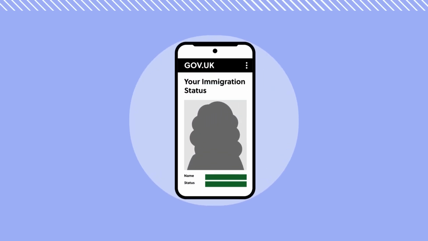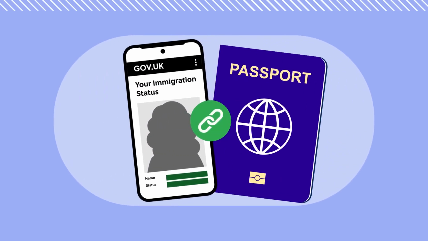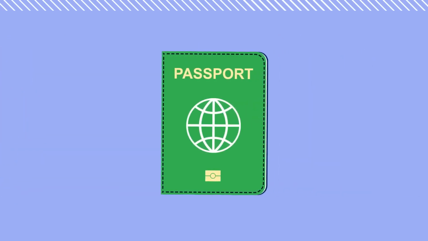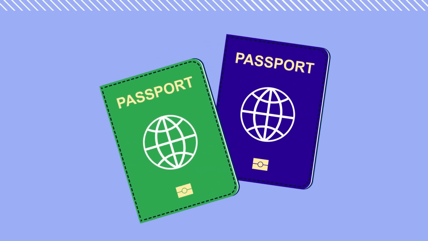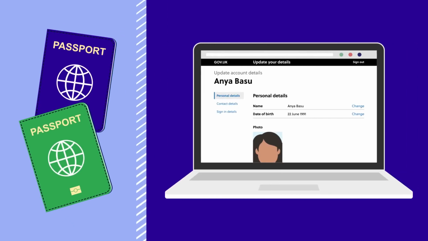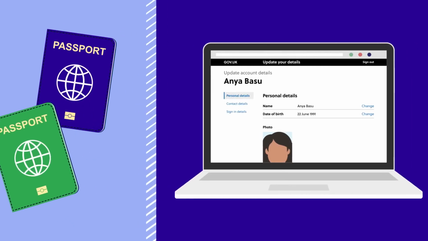2. Check your current passport or travel document is linked to your eVisa. You can do this by using the Update Your UK Visas and Immigration Account Details service, which you can find on gov.uk. If you have more than one travel document, for example, you hold 2 or more passports, you should update your UKVI account with all your eligible travel documents.